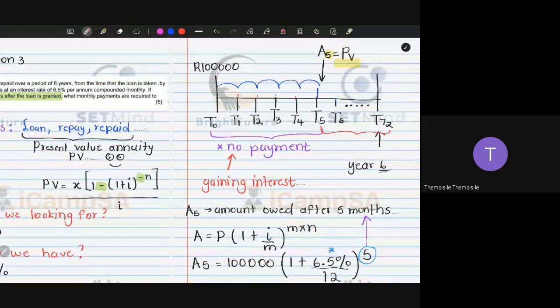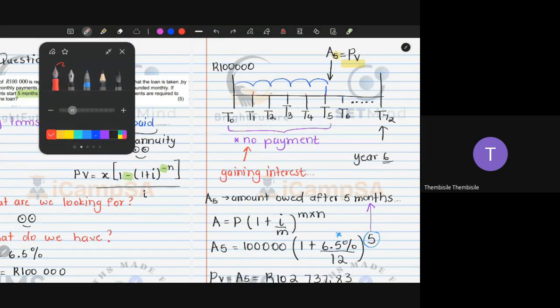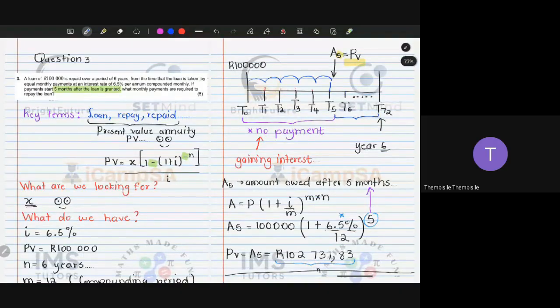So remember, we need to pay for 72 months, but for 5 months, we didn't pay. So how many months are left for us to finish this loan? Anyone? Give it a shot, guys. We have 72 months in total. For 5 months, we don't pay. But we need to finish this loan in 72 months. How many months are left for us to finish this loan? 67 months. On point.